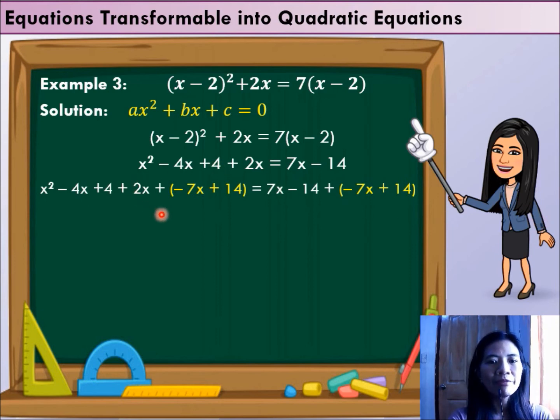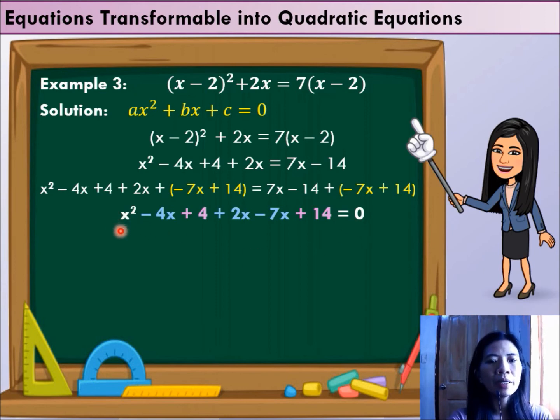So we have to make the right side of your equation equal to 0. It means we are going to get the additive inverse of 7x minus 14. So what is the additive inverse? We have negative 7x plus 14. We are going to add this to both sides of your equation. So the right side of your equation is already equal to 0.